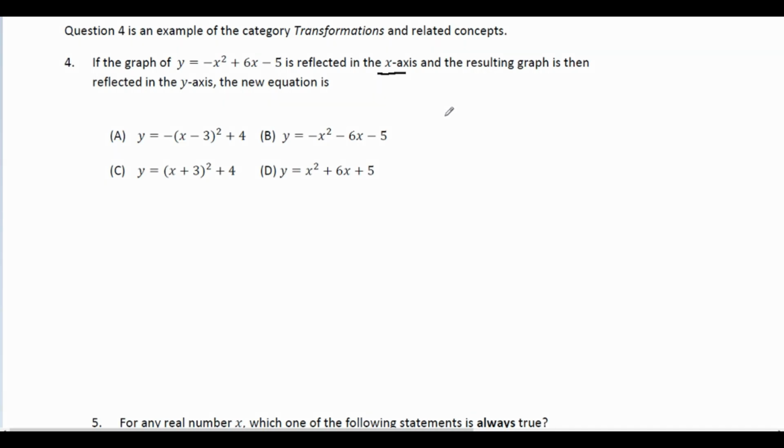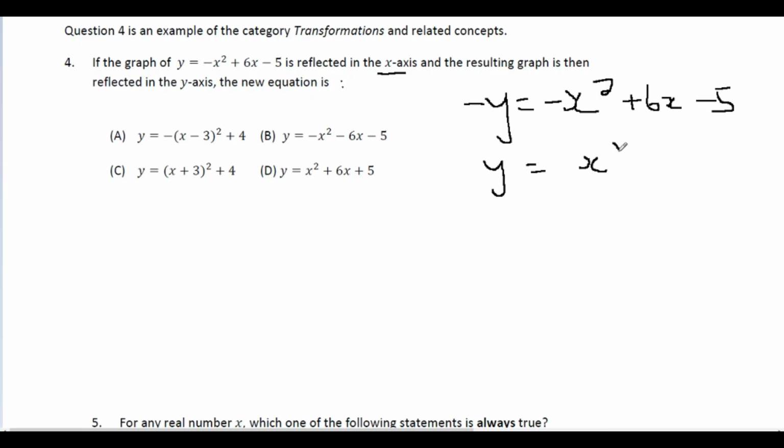The new equation is, okay, so what do we do when something is reflected over the x-axis? It's simple. We just change the y value, make the y value negative. Our parabola would become negative y equals minus x squared plus 6x minus 5. But then we make our y positive because we always want our y to be positive. So this becomes x squared minus 6x plus 5, right? Multiply each side by minus 1.